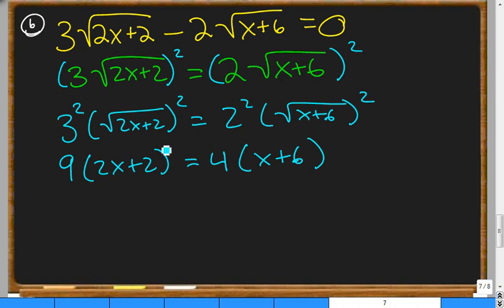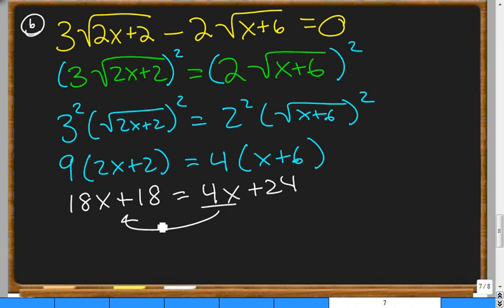And so now you have a very balanced, easy linear equation to solve. We're going to go ahead and distribute. So 9 times 2x gives us 18x. 9 times 2 gives us 18. 4 times x gives us 4x. 4 times 6 gives us 24. And then we can go forward and solve this. We want to move all our x's to one side, everything else to the other. So we're going to move this over, and we're going to move the 18 over.